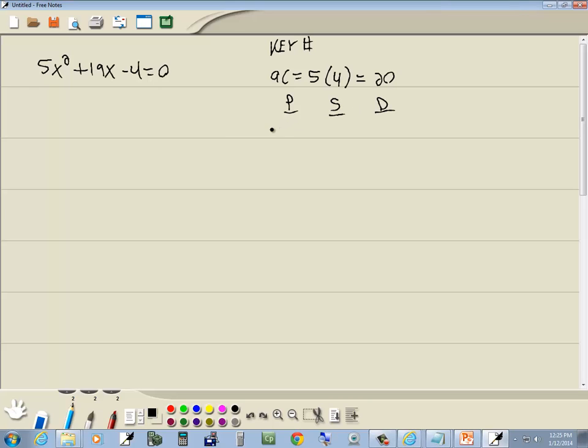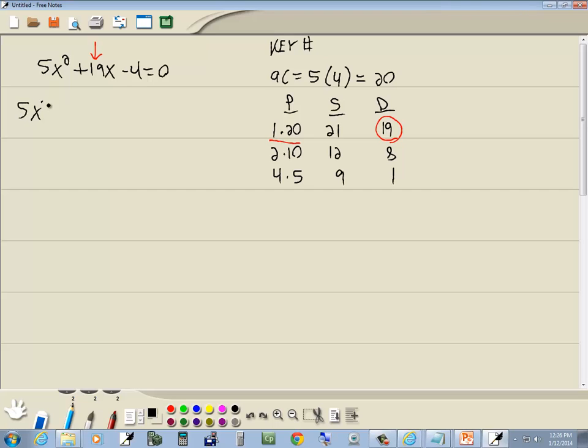P for product, we list all products that give us 20. We got 1 times 20, 2 times 10, 4 times 5. The S for sum, we add these together. 1 plus 20 is 21, 2 plus 10 is 12, 4 plus 5 is 9. D for difference, subtract smaller from larger. 20 minus 1 is 19, 10 minus 2 is 8, 5 minus 4 is 1. The number we're looking for is the number in our middle term, which is 19, which is right here, which means we use 1 and 20.